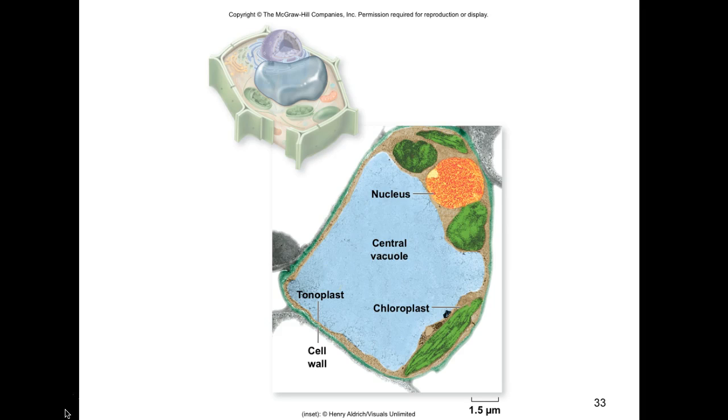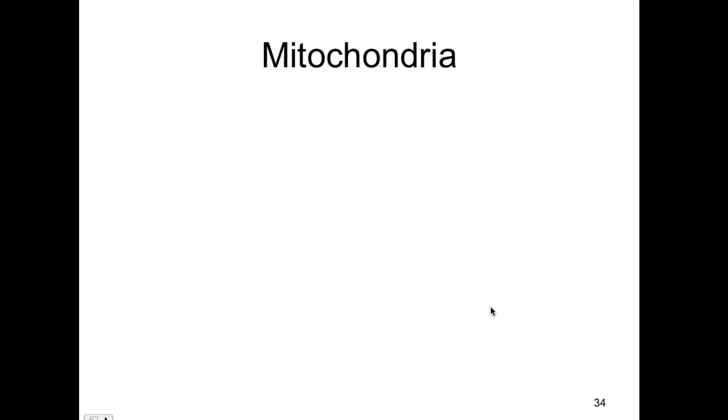Here is a picture of the central vacuole of the plant. There you can see the membrane surrounding the central vacuole called the tonoplast, and that's going to store nutrients and water for the plant cell itself.